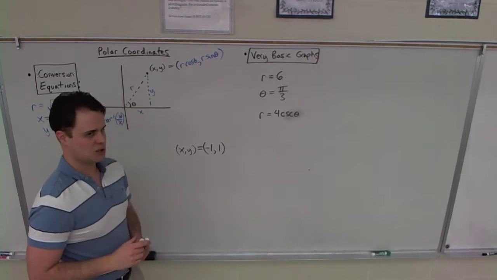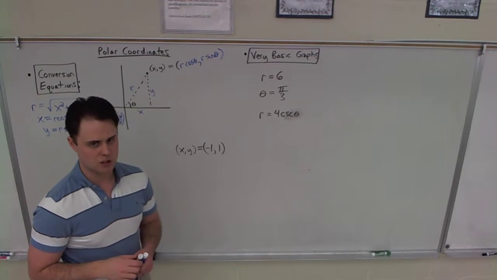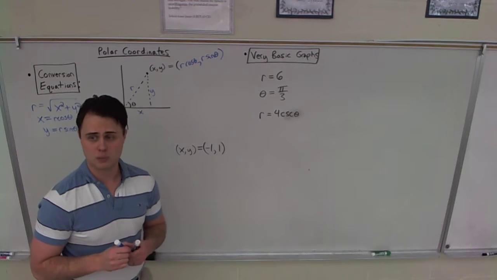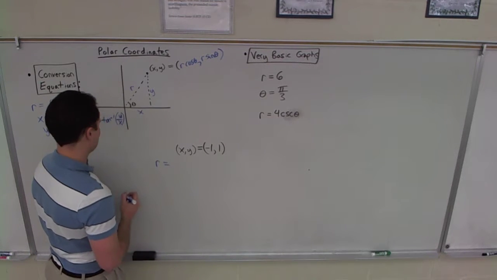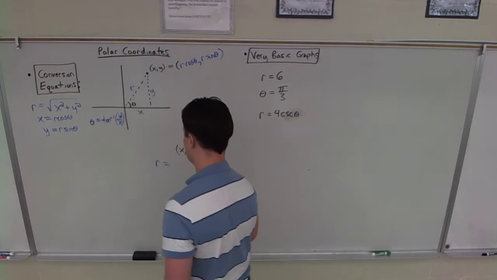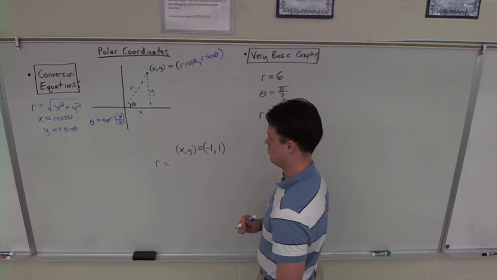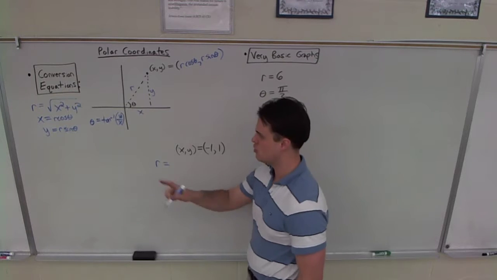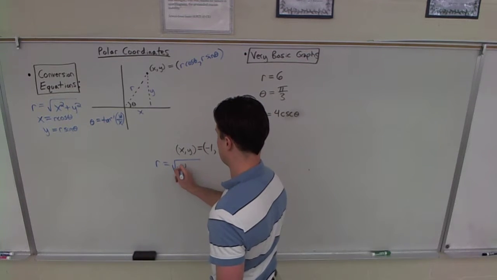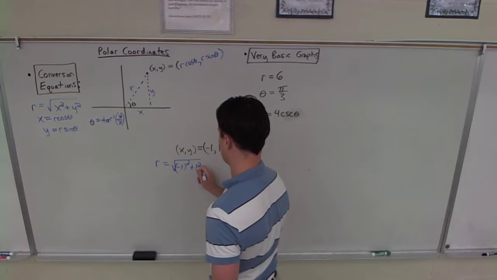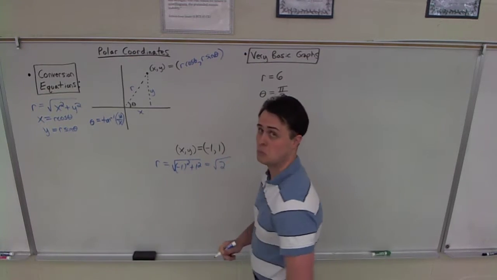So what if we have xy equals negative 1, 1, and we want a polar representation of that point? R is the square root of 2. Where is that coming from? The Pythagoras thing. So Katie's going to Pythagoras, she's going to this one, and saying the square root of negative 1 squared plus 1 squared is the square root of 2.